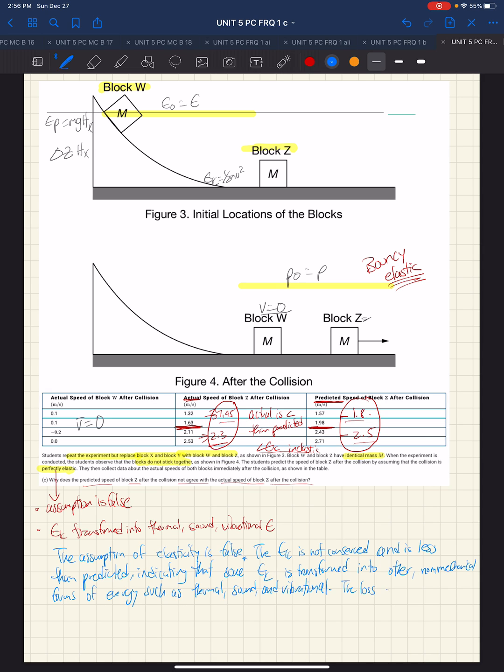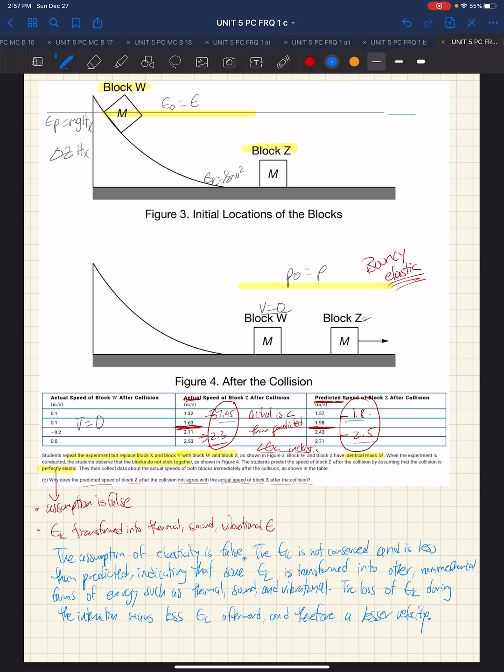The loss of EK during the interaction means less EK afterward, and therefore a lesser velocity. So that's our attempt at answering this question.